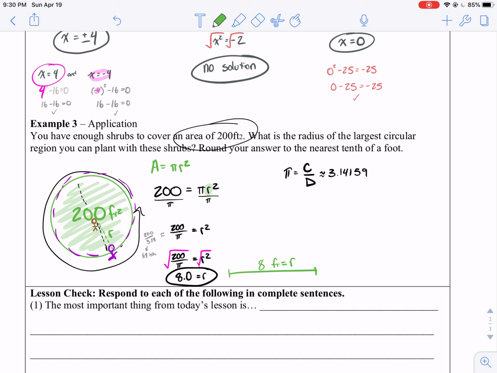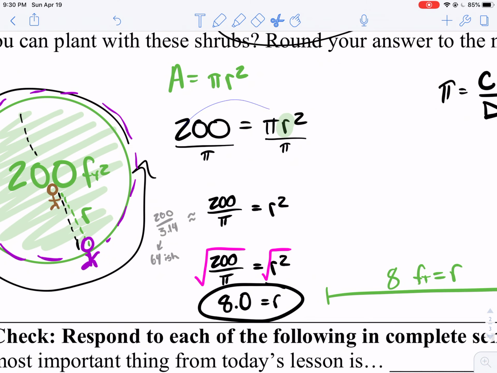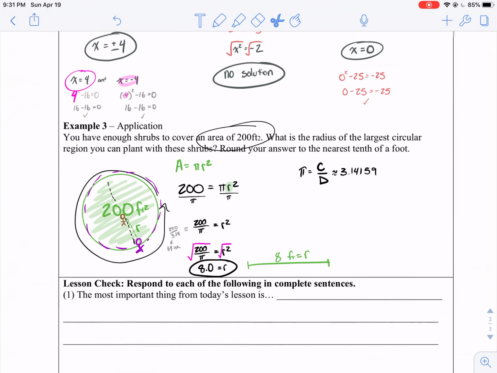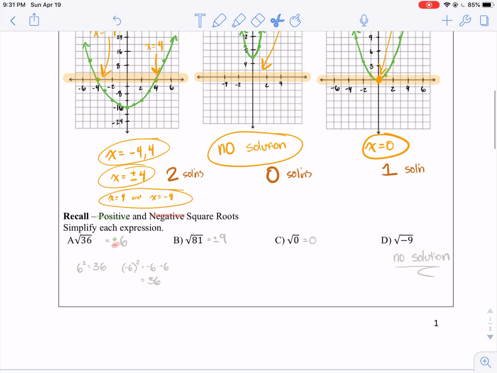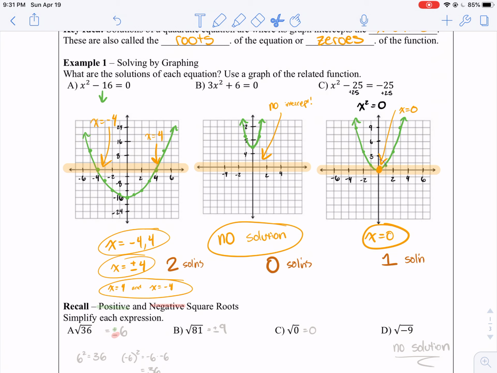So this is how we use quadratic equations in real life. We started out with the area of the circle. We plugged in the information that we knew, and then we solved using square roots to find the dimensions of our circle. So yeah, quadratic equations can be solved by taking square roots. They can also be solved by graphing and looking at where the zeros of the function are.